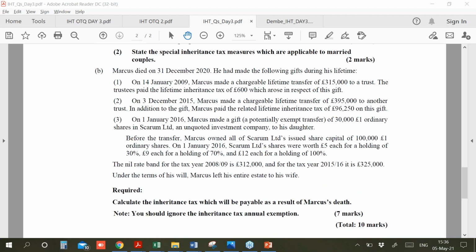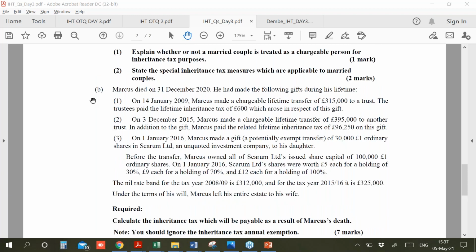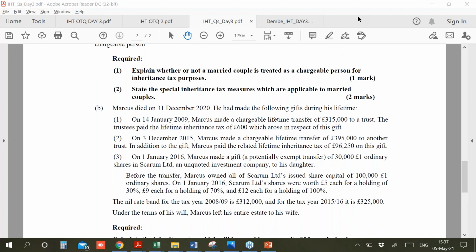Let's read the requirement. Calculate the inheritance tax which will be payable as a result of Marcus' death. Again, we have to calculate the death tax on some transfers. So that will further strengthen our understanding of how lifetime gifts are taxed at death. So I'll start with: Marcus died on 31st December 2020. This is an important date. It will help us to determine which are the exempt transfers and which are the chargeable. He had made the following lifetime gifts.